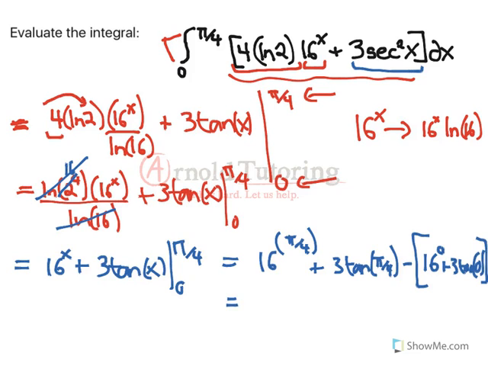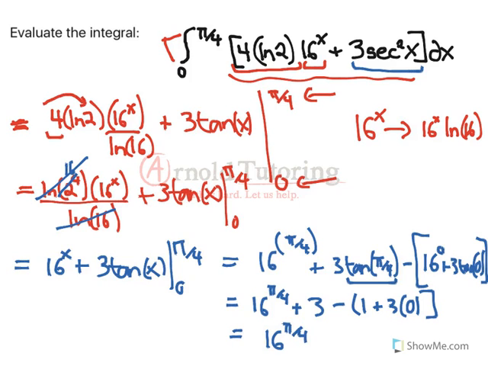Great. What does this equal? 16 to the pi over 4, we're just going to leave that as is, because that's just a perfect constant. We don't want to really plug that into the calculator because it won't come out with anything very nice. 3 tan pi over 4. Well, tan of pi over 4 is 1. So this is just plus 3 times 1. Minus 16 to the 0 is 1. Anything to the 0 is 1. Plus 3 tan 0, tan of 0 is 0. So this all comes out to 16 to the pi over 4 plus 3 minus 1, so it's plus 2. And this would be an exact value to leave it in when we don't have a calculator.